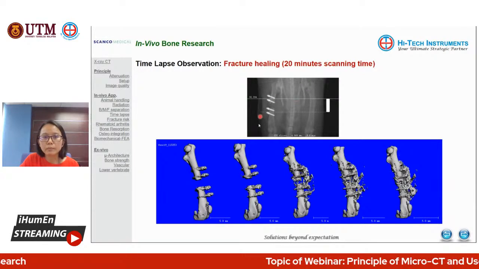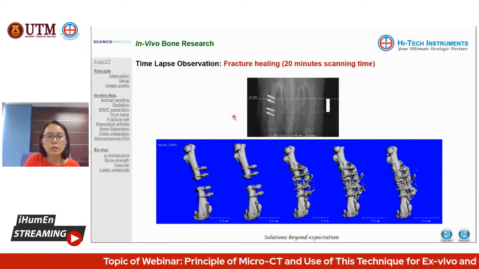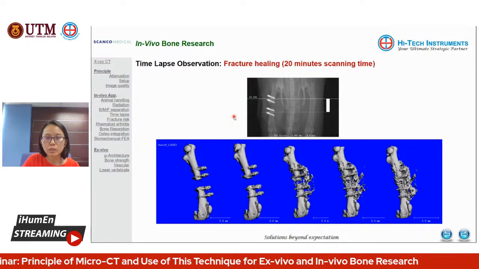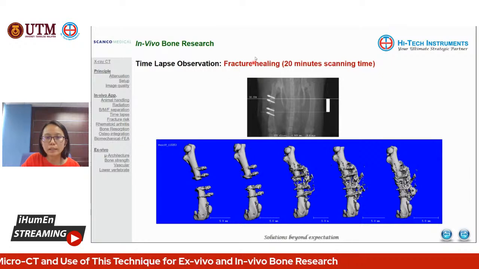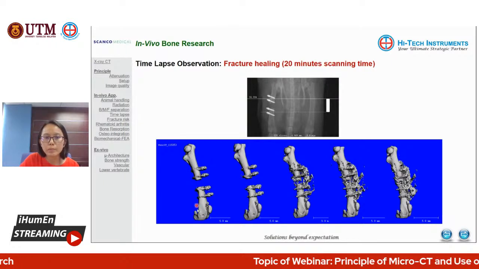And the most famous bone research for in vivo would be the time-lapse observation to look at fracture healing. So to ensure an accurate follow-up scanning, we can either scan the whole bone piece, like the example here, the whole tibia.